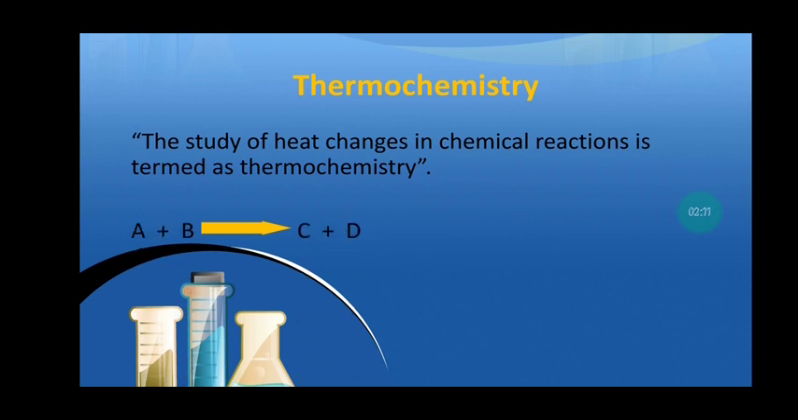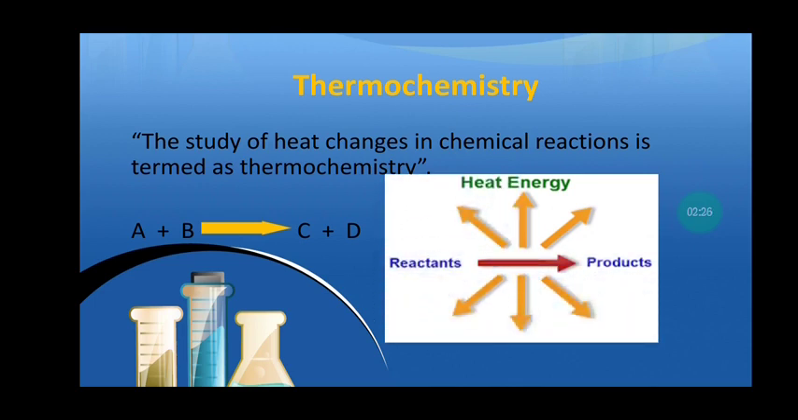Whenever a chemical reaction occurs, the products are produced from the reactants. Here I have mentioned just a general example. A plus B, two of the reactants, are reacting together and they are producing products C and D. So, beta, there are reactions during which heat energy changes occur. These types of heat changes in chemical reactions are studied in the branch of chemistry that is termed as thermochemistry.